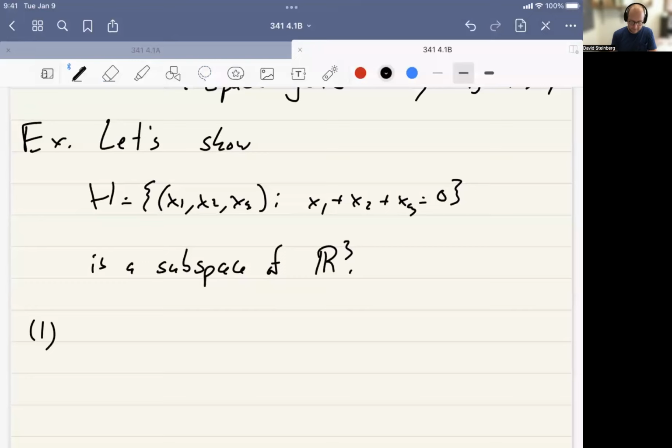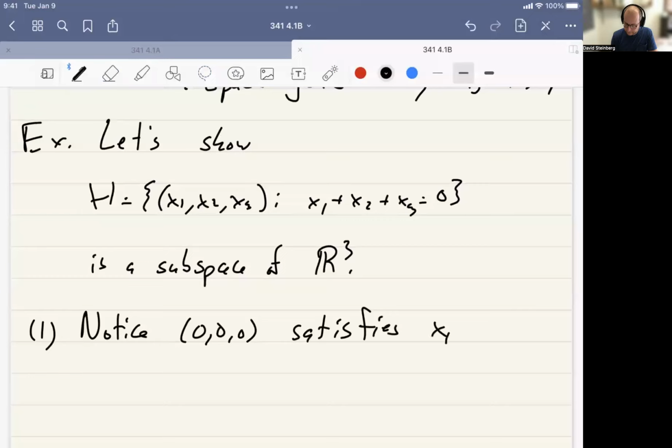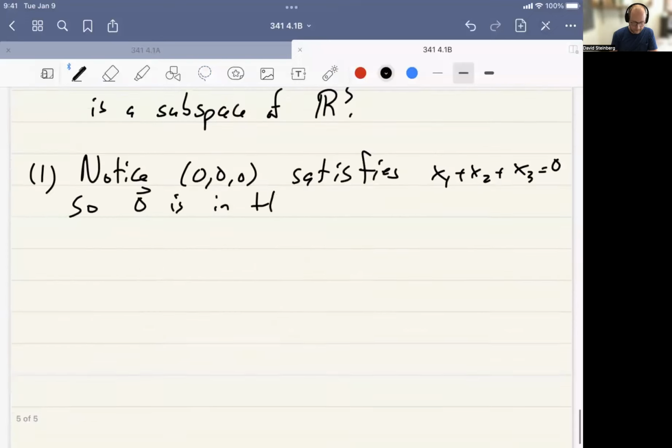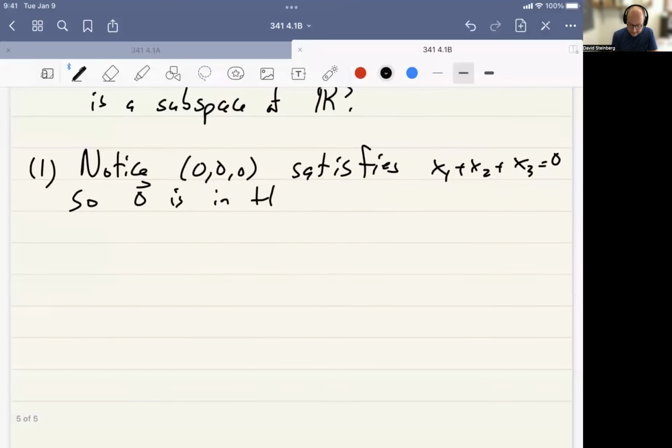So the zero vector. Notice the triple 0, 0, 0 satisfies the equation x1 plus x2 plus x3 is equal to 0. So our zero vector is in H. Done. That one's usually pretty easy.